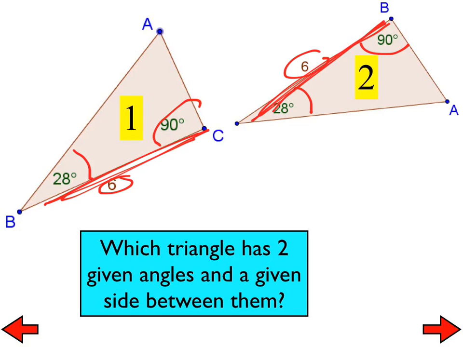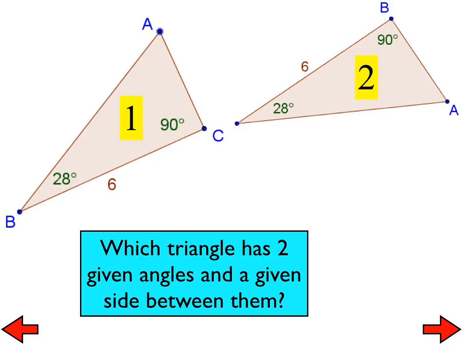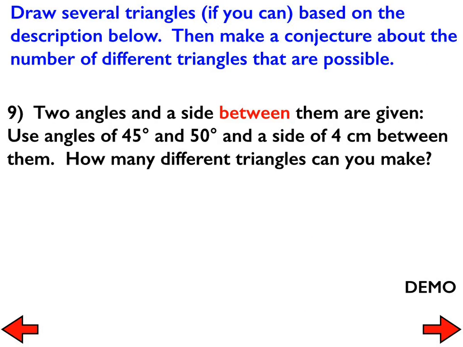So when you draw your picture for number 9, that's the kind of situation you're trying to do. 2 angles and a side between them. So we're trying to use angles of 45 degrees and 50 degrees with a side of 4 centimeters in between them. I want you to try and create a triangle with that information.